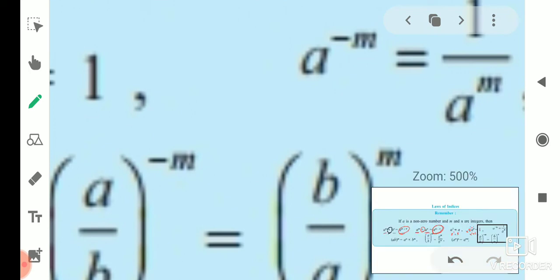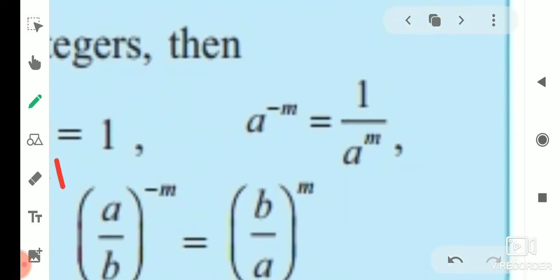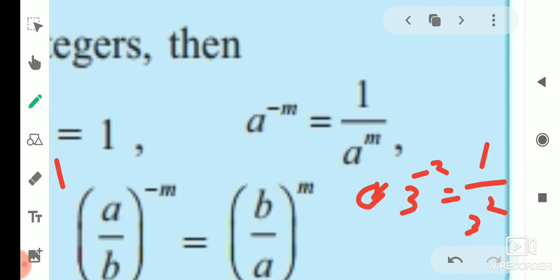The next property that we have seen is that the negative power of any number will give 1 upon the positive power of that number. For example, a raised to power minus m will give 1 upon a raised to power m. That is, if we are taking 3 raised to power minus 2, then it will give 1 upon 3 raised to the power 2. It means the negative power will go in the denominator by becoming positive.